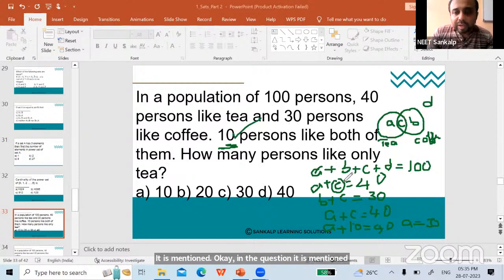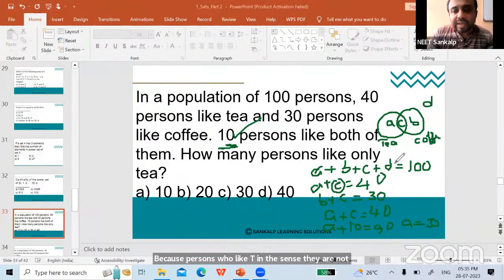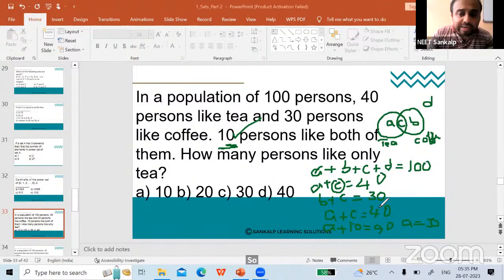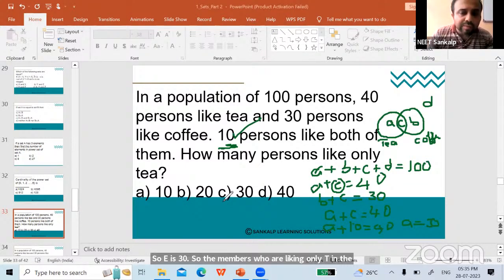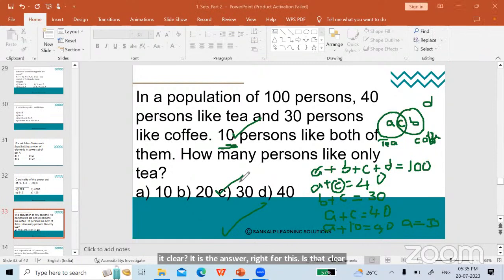So now, A plus C total is what? A plus C gives 40. Why? Because persons who like tea are not only liking tea. It is not mentioned as tea only. So A plus C is equal to 40. Already we know C is 10, so A plus 10 is 40, so A is 30. So the members who like only tea are 30 members. Is that clear? Answer C is the right one for this. Is that clear? Yes, sir. Okay, please write this down.